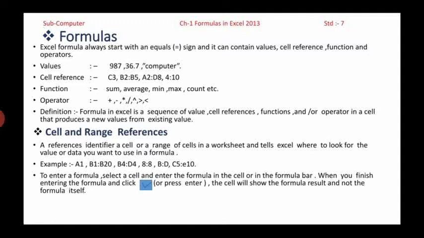You can check the status bar at the bottom of the window, which displays the current action being taken. When you are not doing anything, the status is Ready. When you enter data in a cell, the status changes to Enter, and when you double click or press F2 to edit a cell, the status changes to Edit. Now to enter a formula, select a cell and enter the formula in the cell or in the formula bar. When you finish entering the formula and click the check sign or press Enter, the cell will show the formula result and not the formula itself.